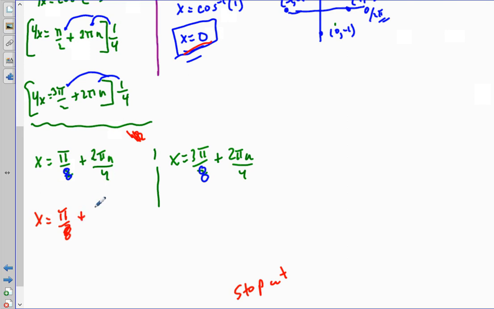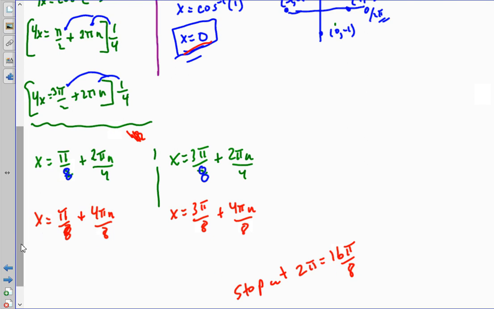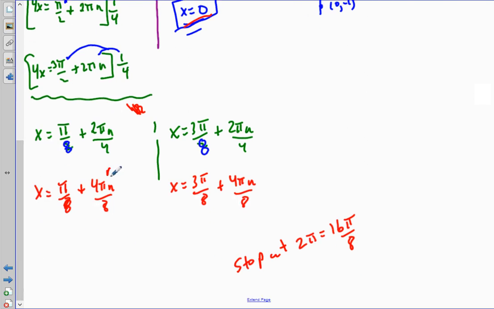And then we're going to plus, I'm going to just make this 8 right away, so I'm going to make it 2. So we have 4 pi n over 8. And over here, same thing. We have 3 pi over 8 plus 4 pi n over 8. And what we need to do is stop at 2 pi, which in this case, if we have 8s in there, is going to be 16 pi over 8. So same thing now, when n equals 0, one of our answers is going to be pi over 8.